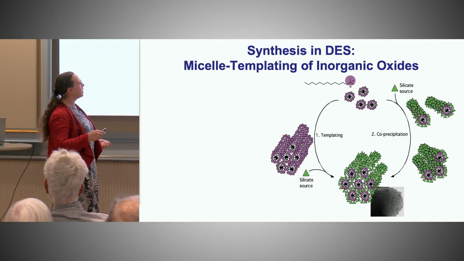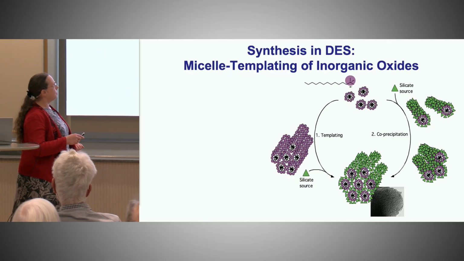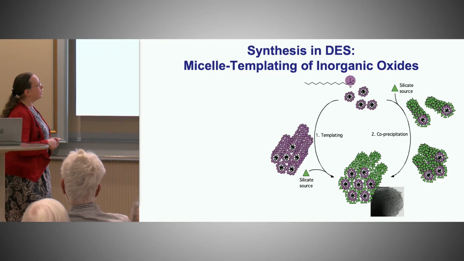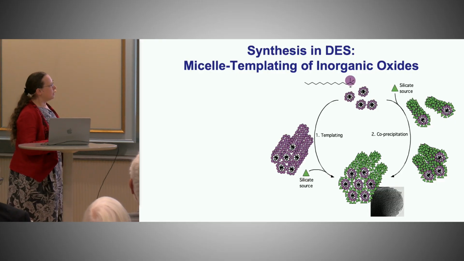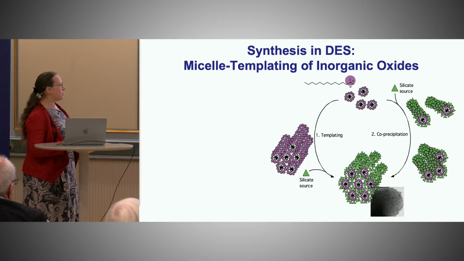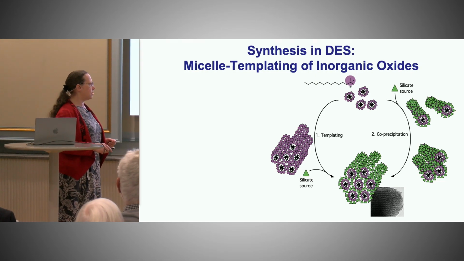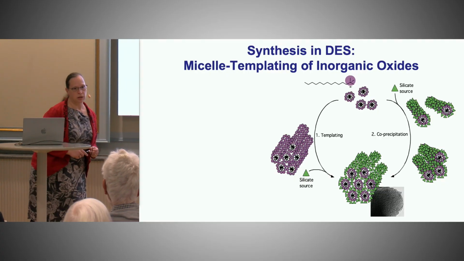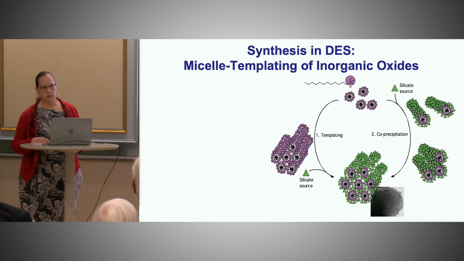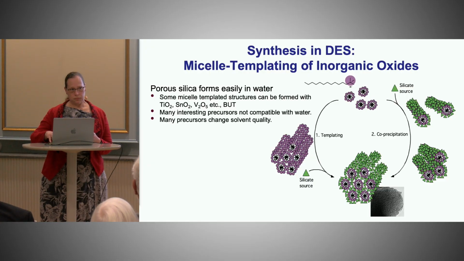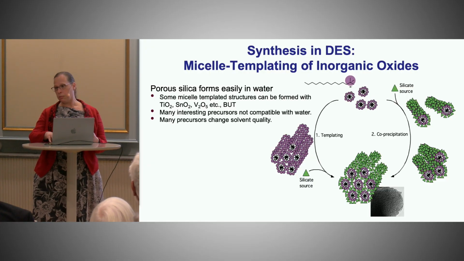And when you put them in water, they assemble into micelles, where the polar part is on the outside interacting with the water and the tails are on the inside. And you add in a silica source, for instance, SiO2, and they interact in several different ways with these micelles, and they form these composite materials, which if you burn out the organic phase, you end up with a porous material. And that works really well for silica in water, but silica is reasonably inert.